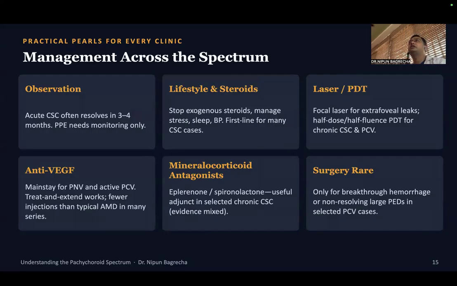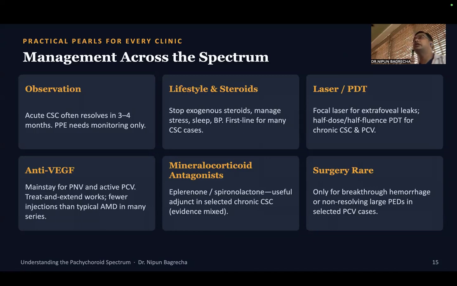So the management of acute CSR is observation and lifestyle modification. The anti-VEGF is the mainstay of management. The eplerenone we were talking about regarding chronic CSR. Surgery is very rare, only in those nanophthalmic eyes with uveal effusion syndrome.